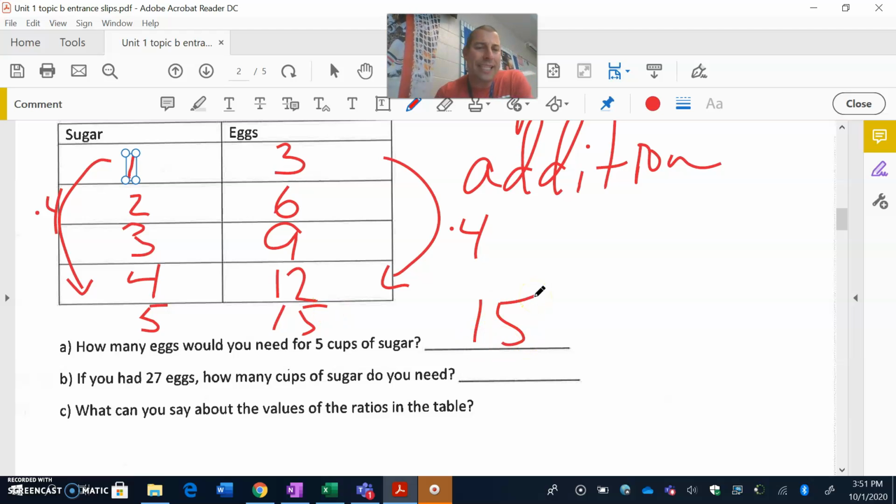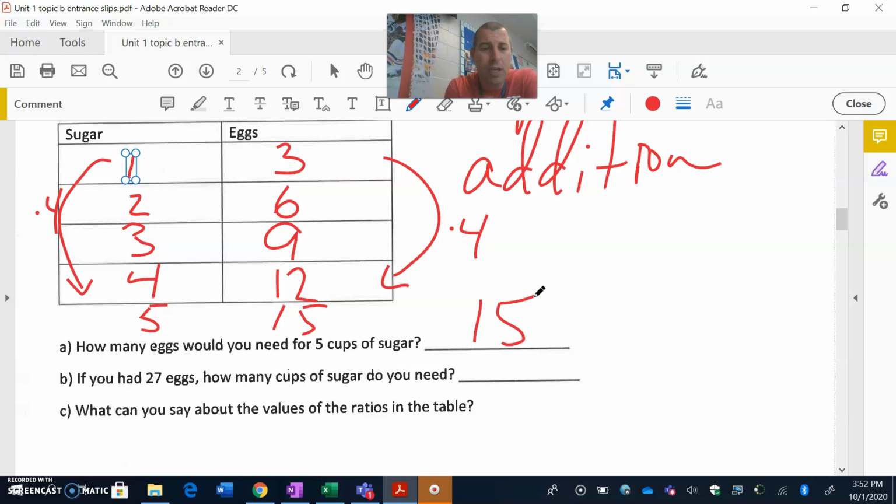If you had 27 eggs, I don't want to complete my table. I don't want to keep counting by 3s and get all the way up to 27. So what we want to start to notice here is when you go left or right, there are still equivalent ratios. And for equivalent ratios, we just need to multiply by the same number.